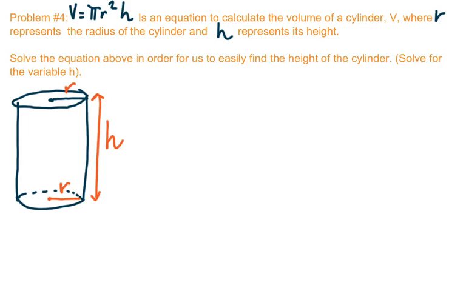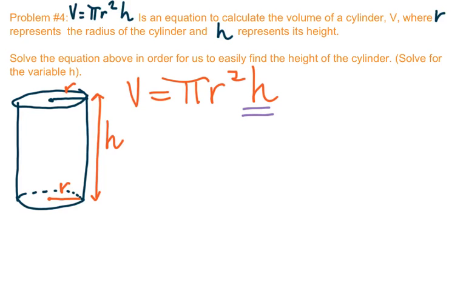So what we're going to do here is we're given the formula V is equal to pi r squared times h. And I want us to solve the equation to easily find the height. So in other words, we're going to solve for the variable h. I'm going to do all of the same kind of methods that I did previously on the previous 3 slides. So we know that we want to solve for h right there.